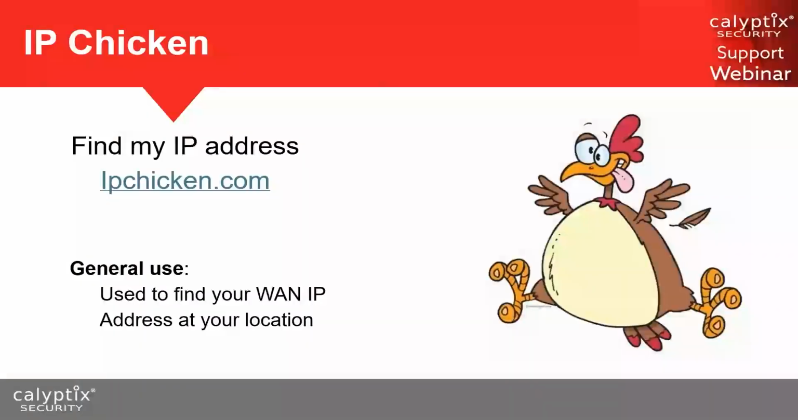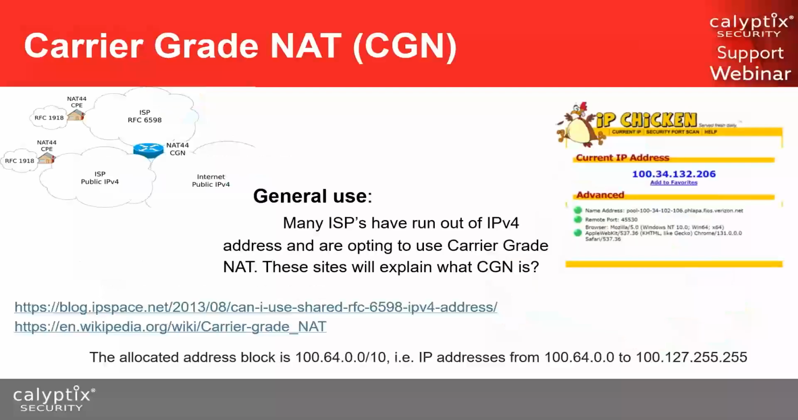So to find my IP address, my go-to website is IPChicken. IPChicken is the site where you can type it into a browser and it'll tell you what your public IP address is. This is very, very good information if you are looking for your public IP address and you're NATed behind your modem. So if your modem is giving out a 10.1.10 IP address to all of your clients, you may not know what your public IP address is. But if you go to ipchicken.com, it'll tell you what your public IP address is. So we use this a lot.